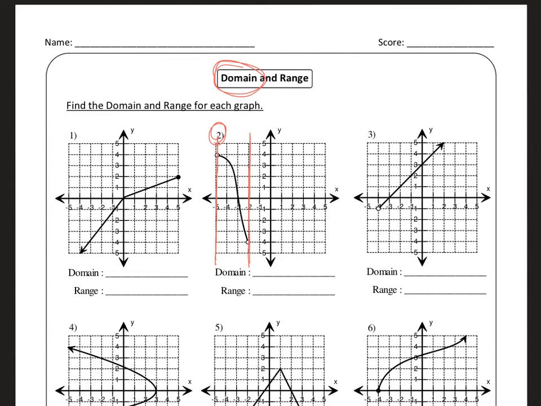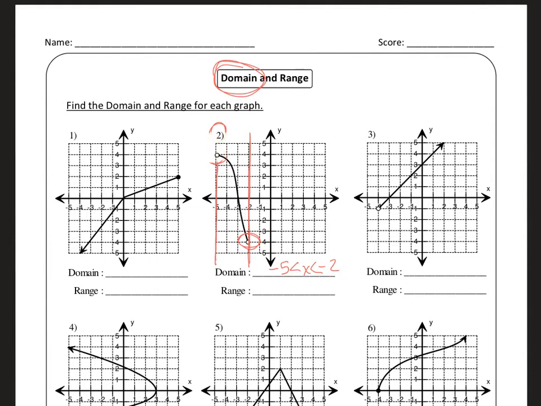So let me write down those numbers from -5 to -2. That's where my x values live, right? They're between the -5 and the -2. Because of this open circle and that open circle, these are both going to be less than. All this is saying is that the x values of the graph are between -5 and -2, and those two numbers are not included.